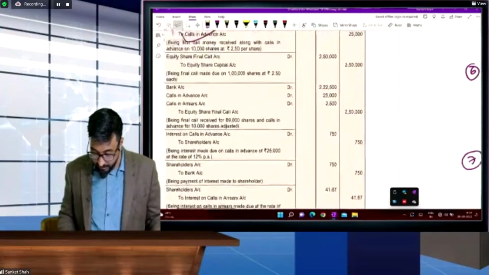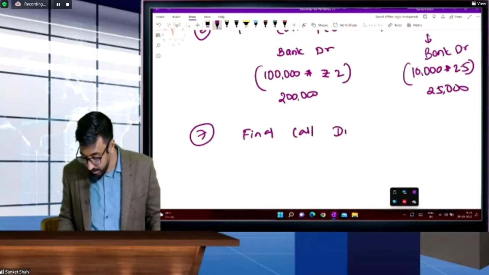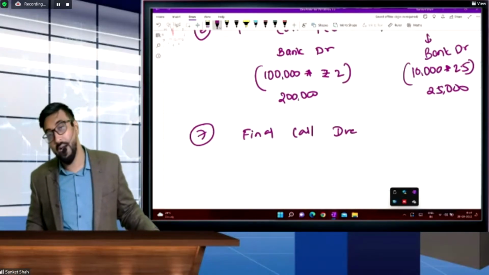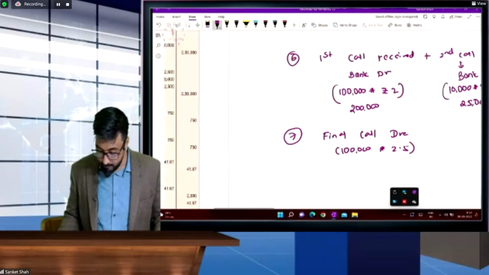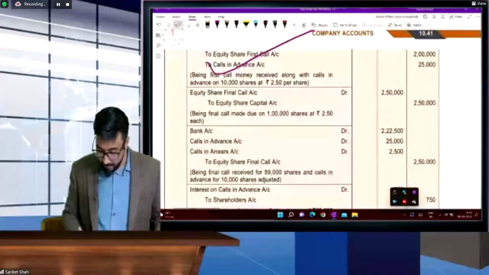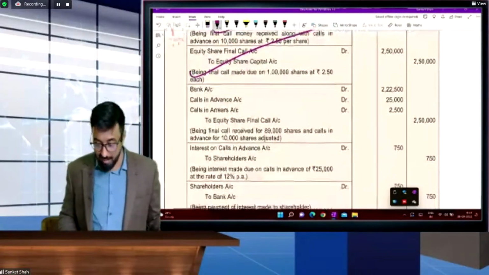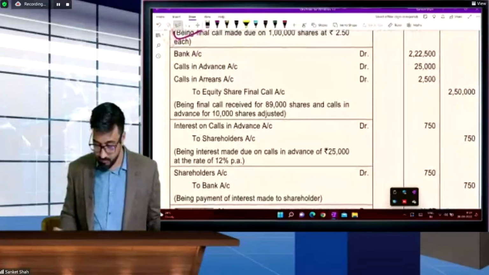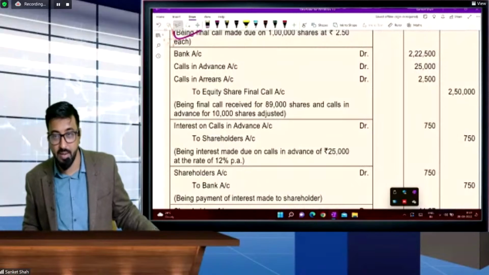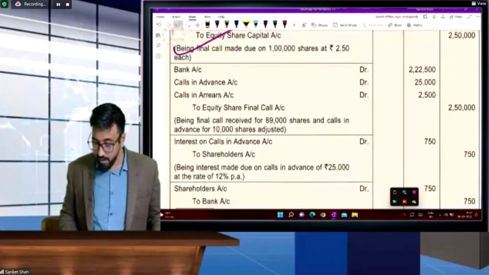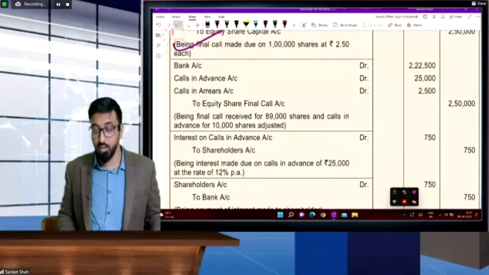Now seventh entry. Final call due. How many shares? 1 lakh shares into 2.5, 2,50,000. And bank account debit 2,22,500. That is the second entry.